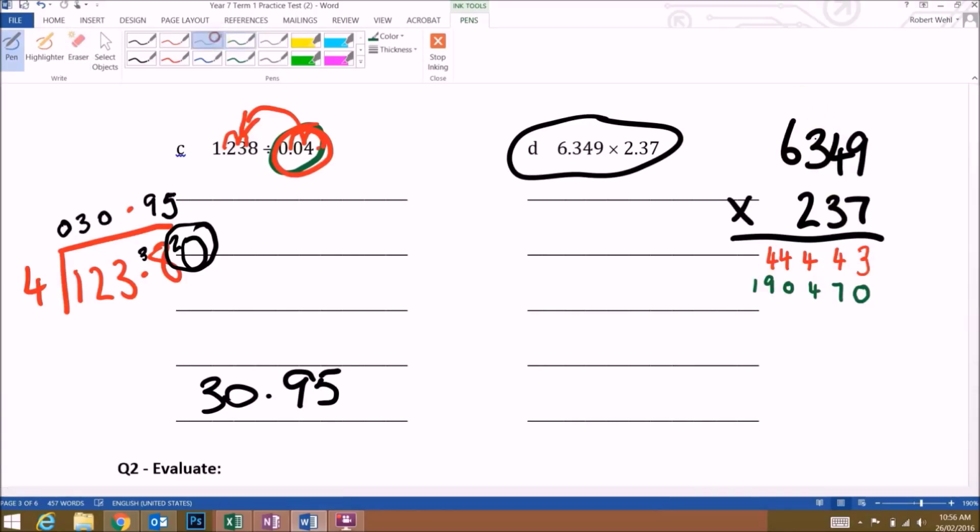Third line, need to put in 2 zeros. 2 9s are 18. 2 4s are 8, which makes 9. 2 3s are 6. And then 2 6s are 12. Now I can add it up.